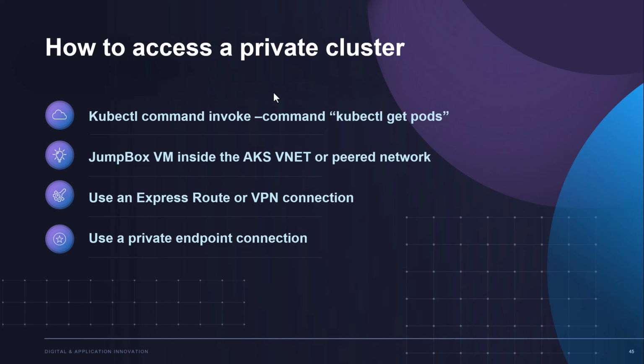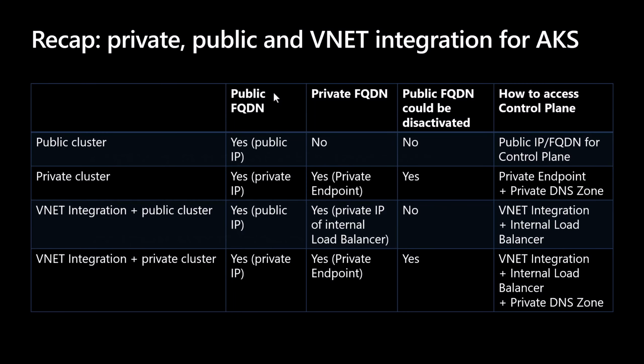private cluster mode. So we have four options to create the Kubernetes cluster control plane. Let's do a recap. First we have the public cluster. It has a public FQDN with a public IP. It doesn't have a private FQDN, and the public FQDN cannot be deactivated. Accessing that control plane is easy because you have a public FQDN and a public IP accessible over the internet.